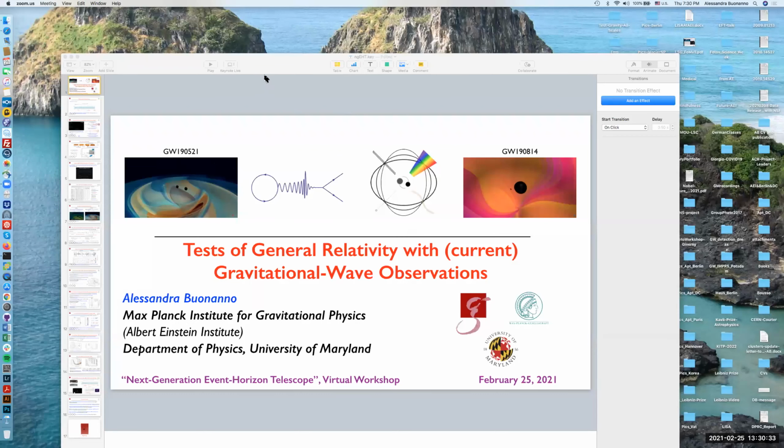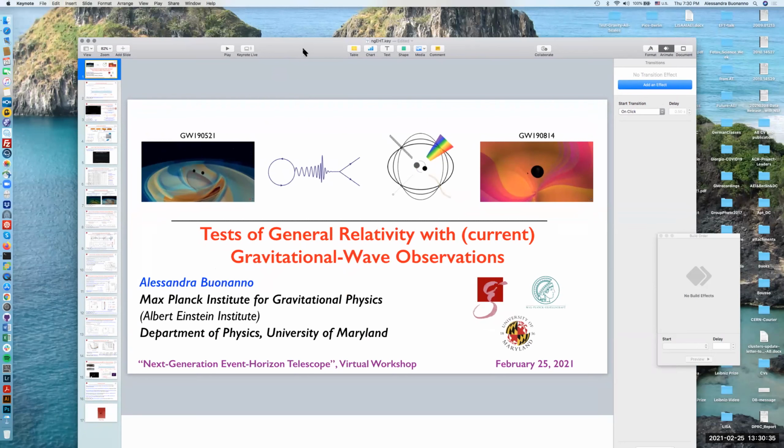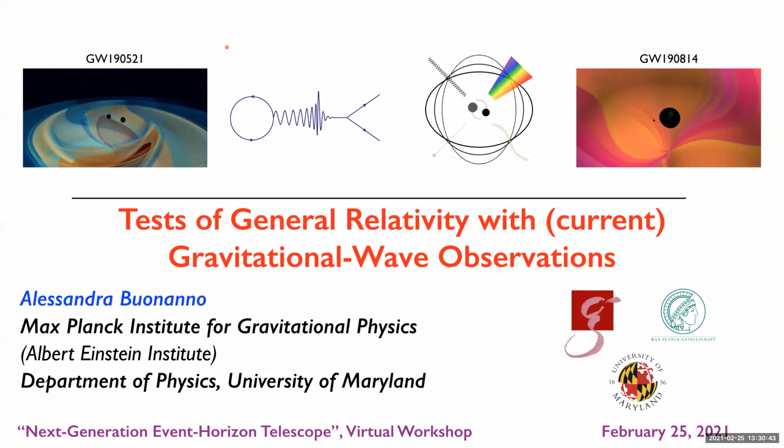So it's our honor and pleasure to have Alessandra Buonanno, one of the great pioneers of the prediction of gravitational wave emission. And she's going to tell us about tests of general relativity using current gravitational wave observation. And it'll be 25 minutes plus 5 for questions. Go ahead, Alessandra.